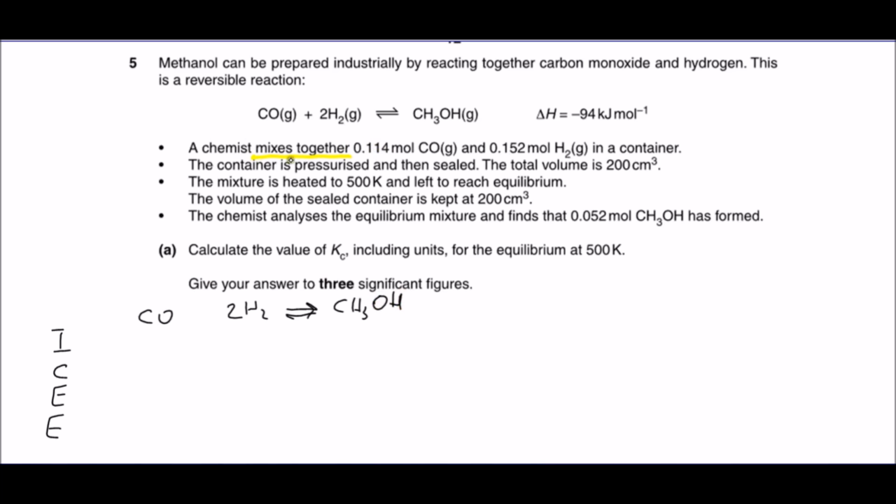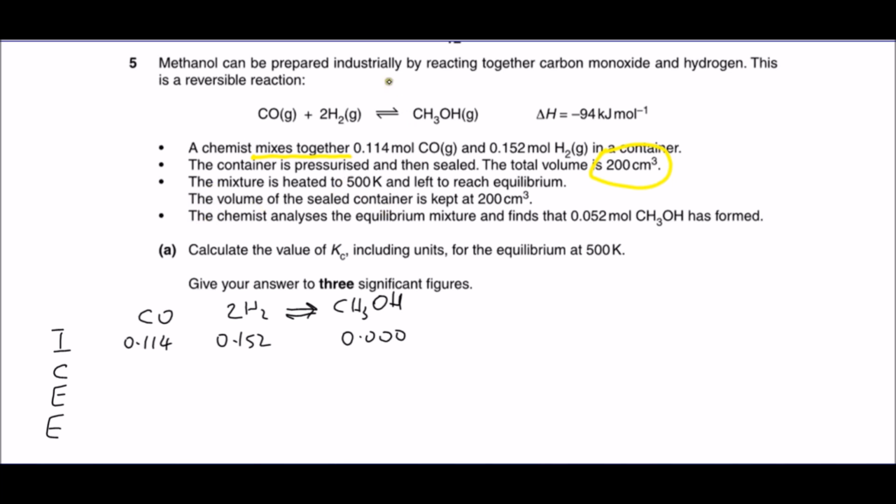And we might as well put the numbers in. So if they're mixing together 0.114 of carbon monoxide and 0.152 of hydrogen, it's the start of the reaction, so we are going to have no methanol. Okay, then we carry on. Container is pressurized and then sealed, and total volume is 200. Now this will become important when we get to the bottom of this process. It's heated to 500. That's not really important to us because it's just telling us that KC is temperature dependent, and it says the volume is kept at 200.